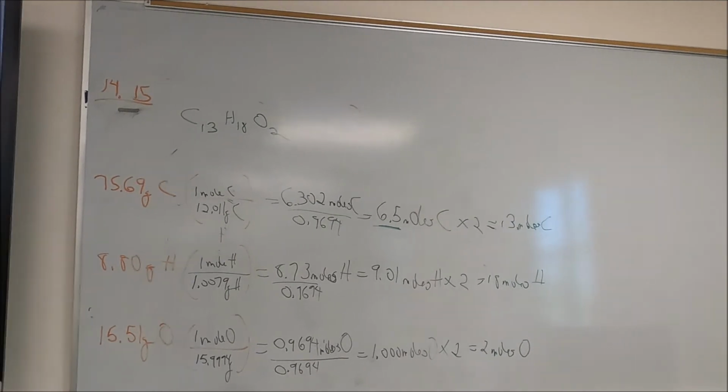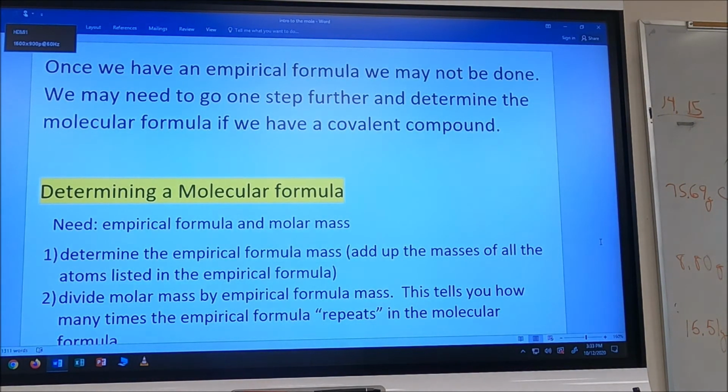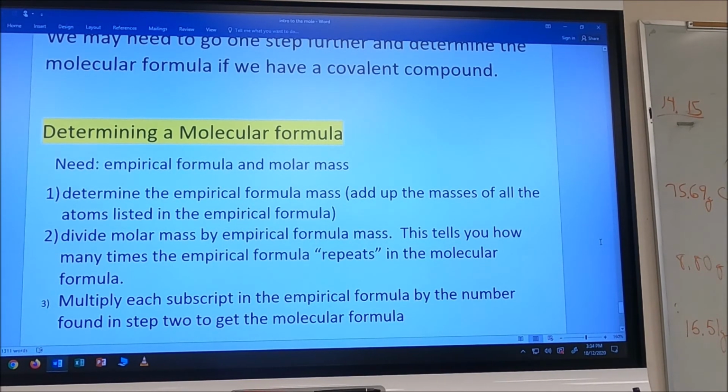Okay? Now, once we have an empirical formula, if we are dealing with a covalent compound, we're also going to want to know the molecular formula. Now, to do this, we're going to need the empirical formula and the molar mass. When we look at the ideal gas law chapter and the beginning of next semester, when we look at colligative properties, I'll show you some ways that we can experimentally determine the molar mass. But you're going to have to take my word for it right now. It's a process we can do.